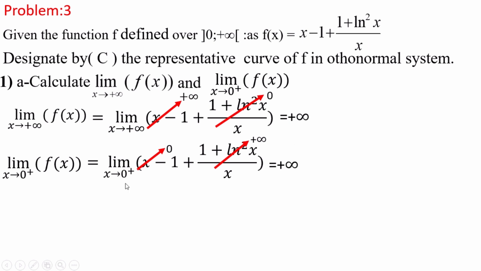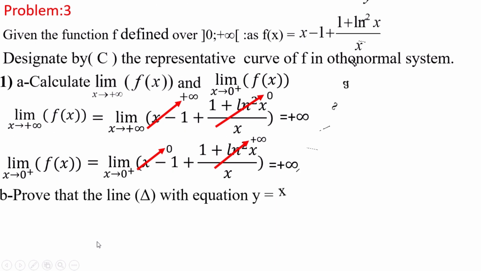What do we notice here? The limit of f of x as x goes to a equals infinity, then we have a vertical asymptote. Vertical asymptote x equals 0. Prove that the line delta with equation y equals x minus 1 is an oblique asymptote to C. First we have the limit of f of x as x goes to plus infinity equals plus infinity.